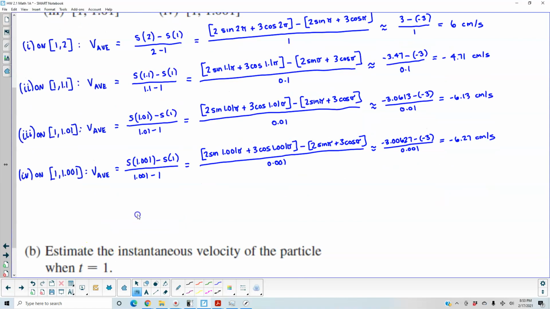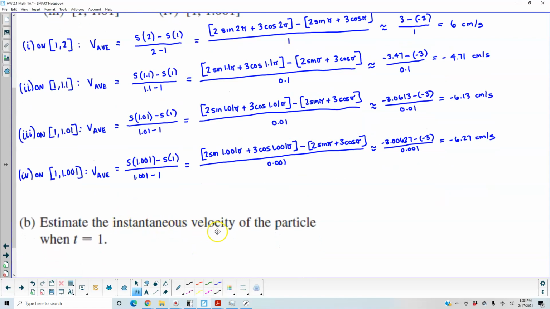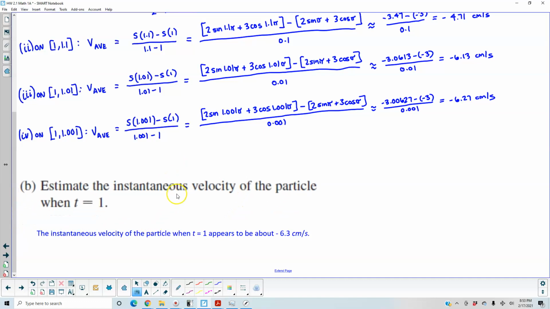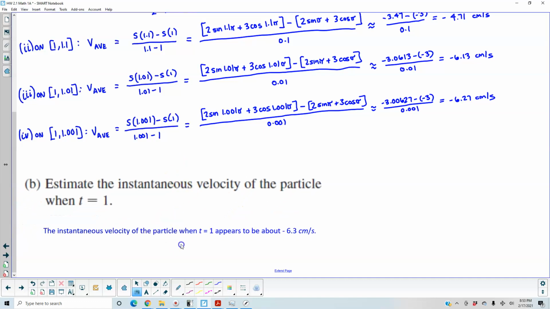So the next question asks us to estimate the instantaneous velocity of the particle for when t is equal to 1. So as it's getting closer and closer here to 1, we can see it's getting closer to negative 6.3 centimeters per second. So the instantaneous velocity of the particle for when t is equal to 1 appears to be about negative 6.3 centimeters per second.